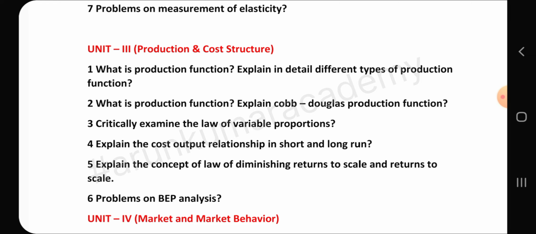Then explain cost output relationship in short and long run. Then explain the concept of law of diminishing returns to scale and returns to scale. Then here you might be getting some problems in choice on BEP analysis. So practice the problems on BEP analysis also.